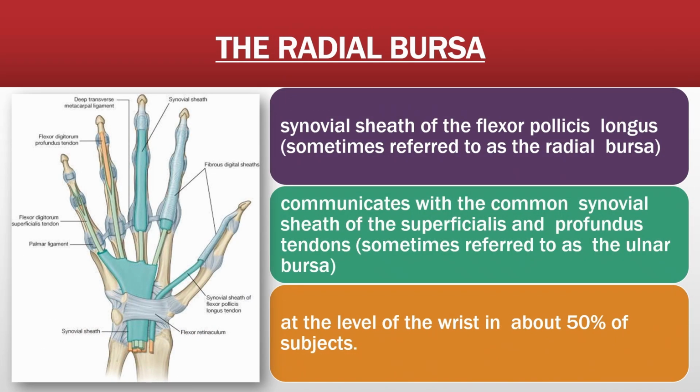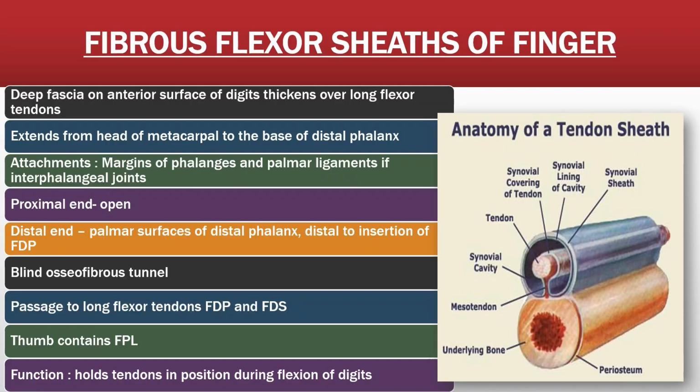Coming to the radial bursa, what is the radial bursa? The radial bursa is the synovial sheath of the flexor pollicis longus, and it communicates with the common synovial sheath of the superficialis and the profundus tendon. Then we have the fibrous flexor sheaths of the fingers. When you see the phalanges, they are ensheathed in the fibrous sheath, as if you have a tape tied around the entire structure.